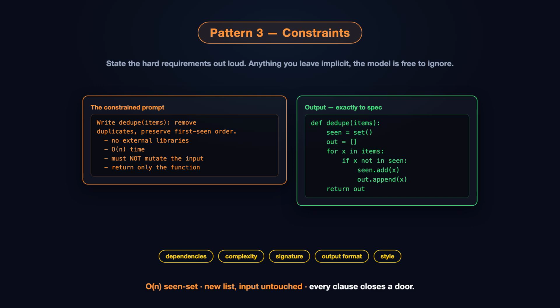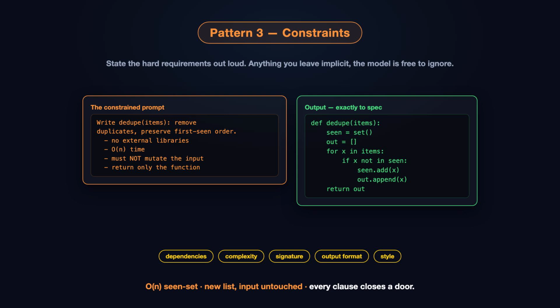It might use a set and destroy your ordering. It might pull in a dependency you don't want. Now the constrained version: write a Python function, dedup, that removes duplicates while preserving first seen order, no external libraries, it must run in O of n time, it must not mutate the input, and return only the function, no explanation. Every clause closes a door the model would otherwise wander through.